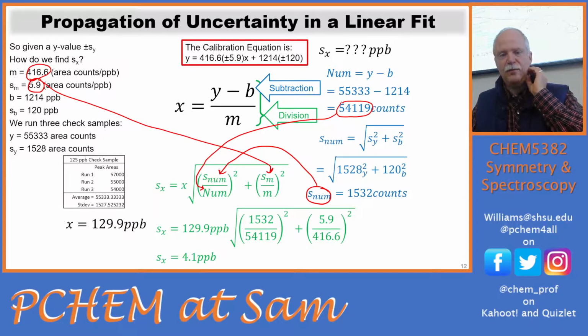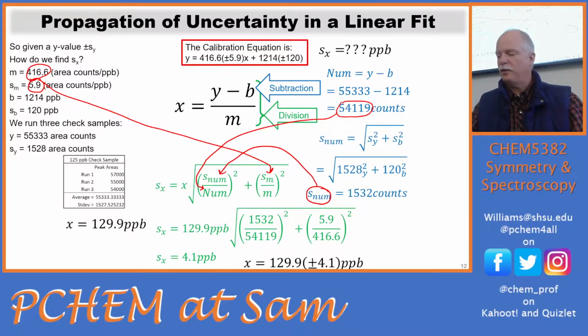And so we end up with 4.1 parts per billion. It's pretty good. 129.9 plus or minus 4.1. So that would be our reported value if we were just doing plus or minus 1 sigma. If we were doing the 95% confidence interval, we would multiply that 4.1 by 1.96, and then we would get our 95% confidence intervals. Okay.